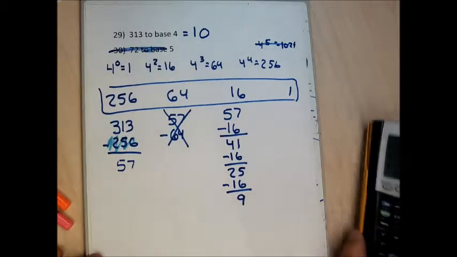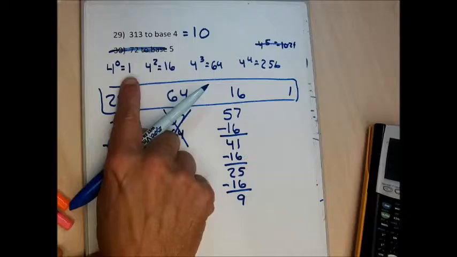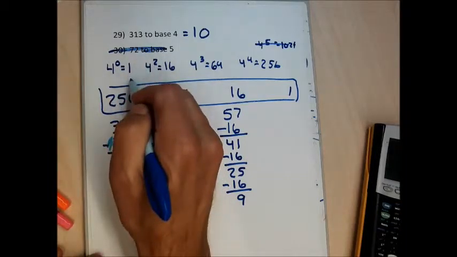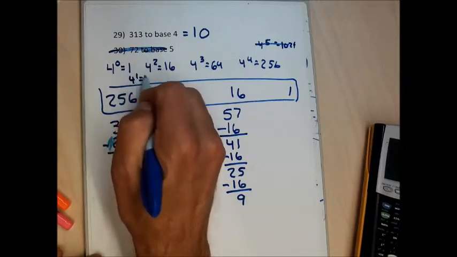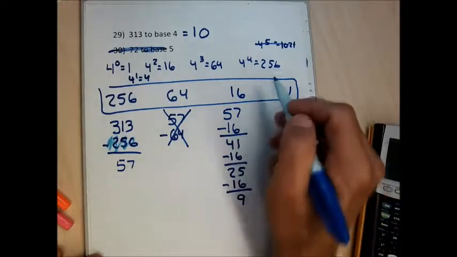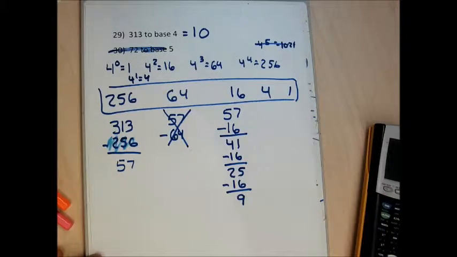Oops, I forgot a number here. I forgot 4 to the 0. I forgot 4 to the 1 power. 4 to the 1 power is 4, and I'll sneak it in right there. I missed the power, but the answer is still correct.